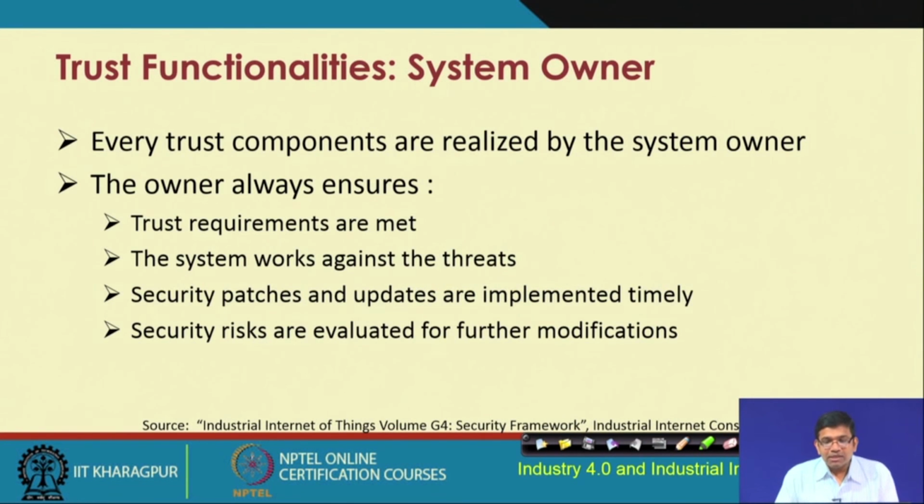So, trust functionalities at the system owner level: every trust component has to be realized by the system owner. The owner always ensures that the requirements of trust are met, the system works against different types of identified threats, and the security patches and updates are implemented in a timely fashion and are also installed in the relevant parts of the system and so on. And also the security risks are evaluated for further modifications of the system, coming up with different additional patches to be implemented, to be installed in the system and so on.